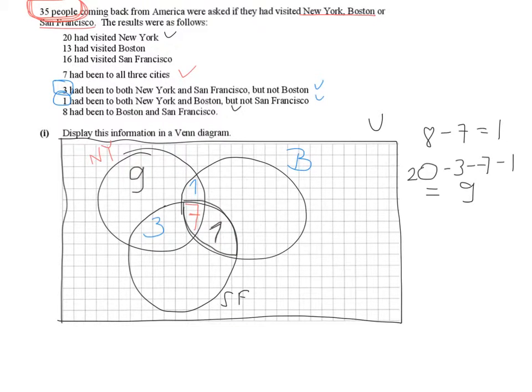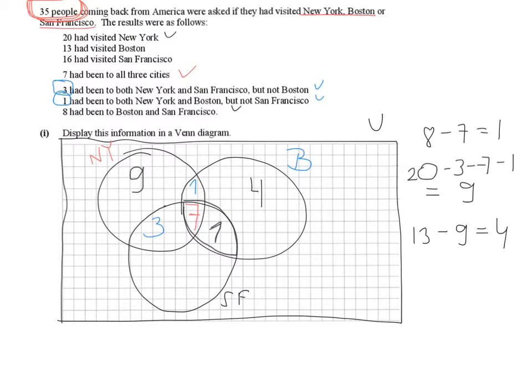Next one. We know that 13 had visited Boston, and still it's not only Boston, okay? So we should have 13 people all together. So let's see how many we've used already, okay? So we have 7, 8, 9. And we need to add 13. So 13 minus 9 is 4, okay? So 4 goes in here.